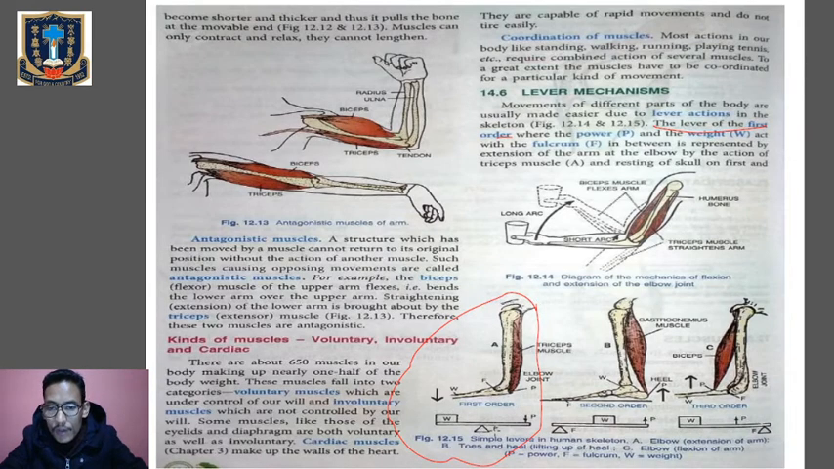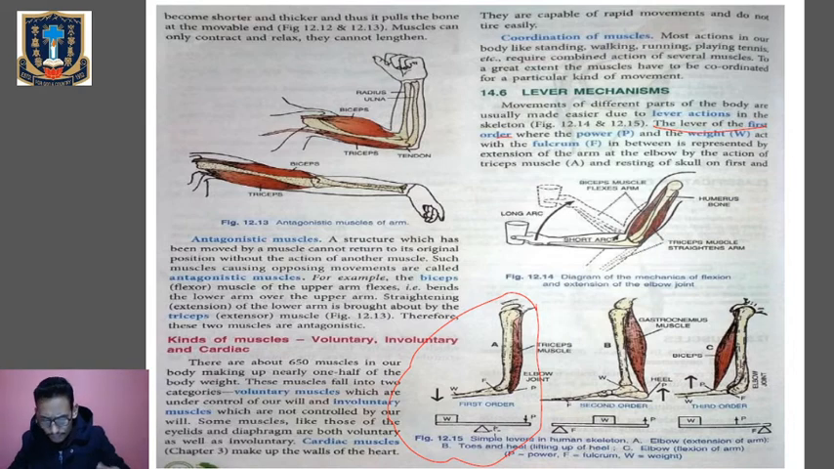So here the power and weight act with the fulcrum in between them, and this can be represented by the extension of the arm at the elbow by the action of the tricep muscle. So when we are extending the arm at the elbow with the help of the tricep muscles, that gives us the idea of first order lever action. Now let's talk about the second order lever actions.